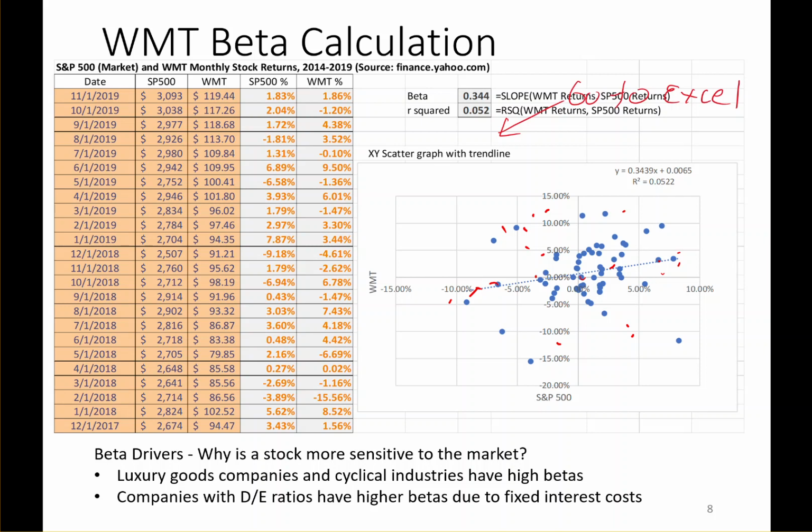So they might have an even worse quarter when the market's down. All right, so this makes sense that Walmart has a low beta. They have low debt and they tend to sell non-luxury goods.